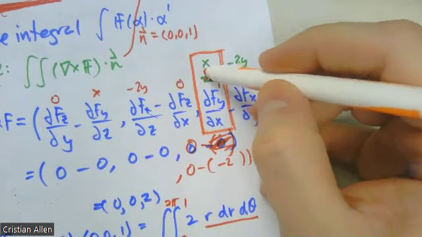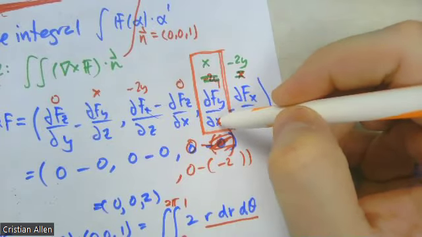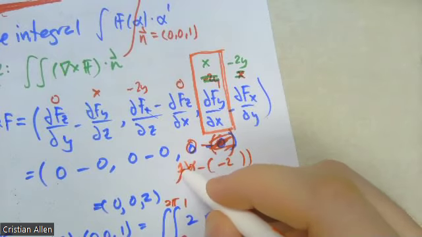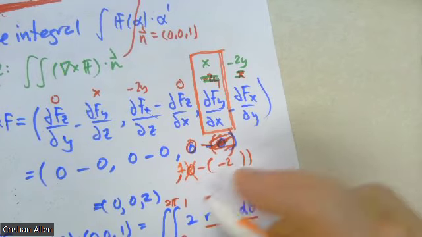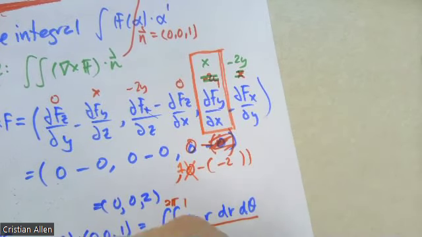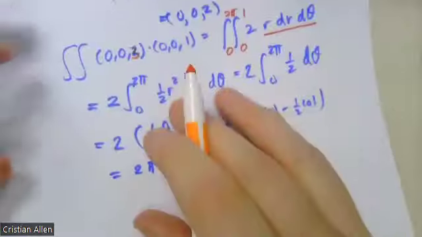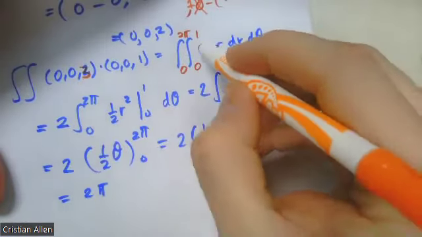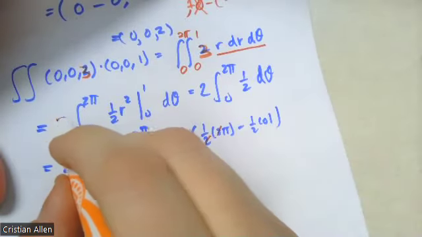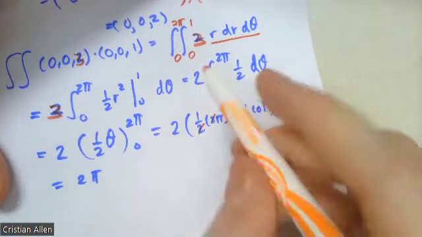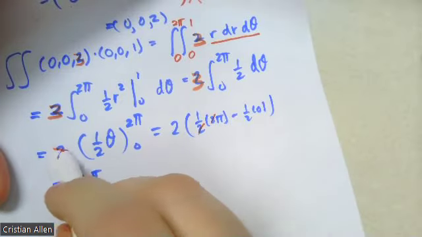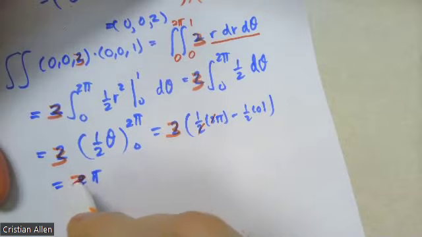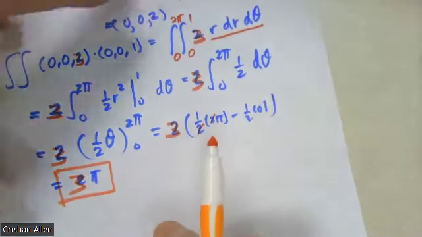Anyway, x with respect to x should have been 1 right here. So this should be 1 plus 2. So this should be 3. All right. So 3 times 1 is 3. You pull the 3 out, and this actually looks pretty easy to correct here. This is 3 times pi. That's just 3 pi right there.